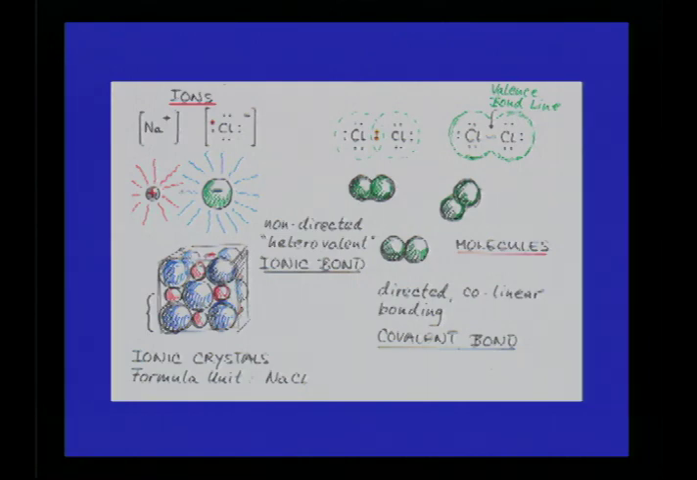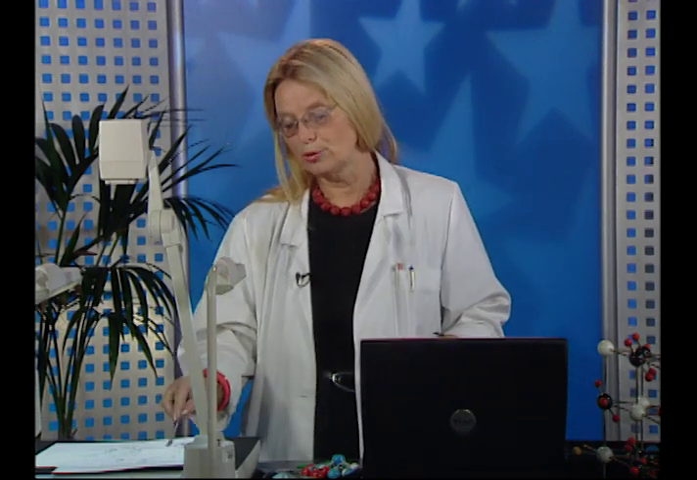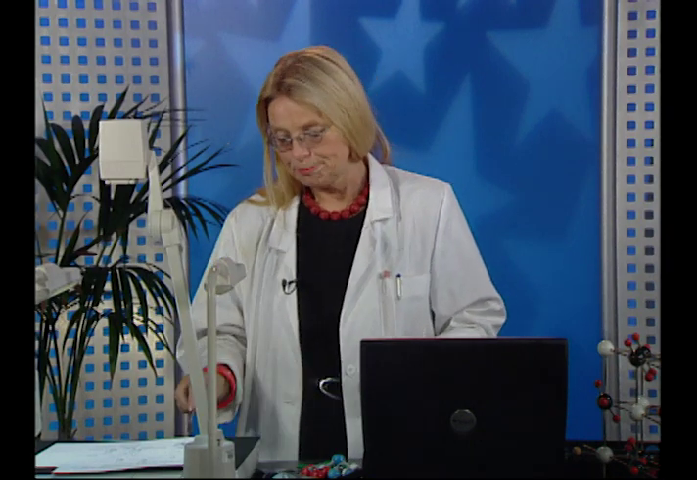So the difference between covalent and ionic is that the covalent bond leads to molecular species. It's a directed bond. And the covalent, that's what covalent means, same valency of the bonding partner. And the ionic bond means heterovalent, actually, although we don't use that word much, meaning different valencies.